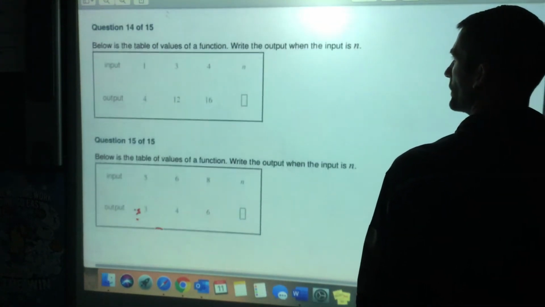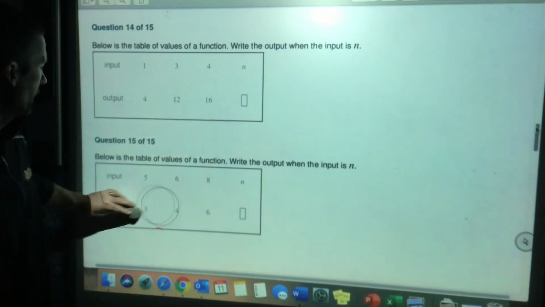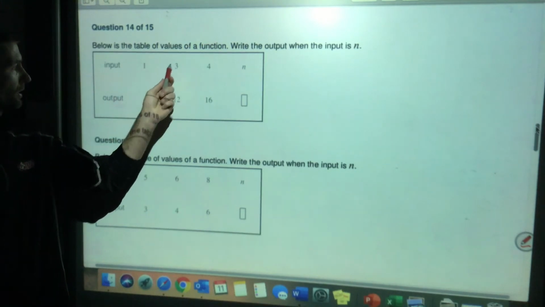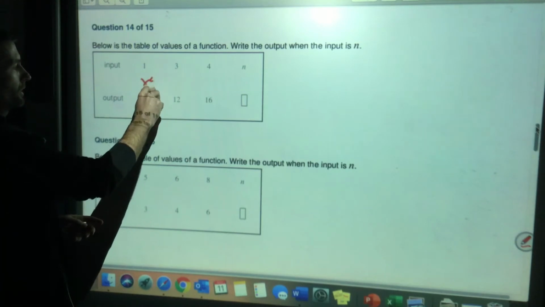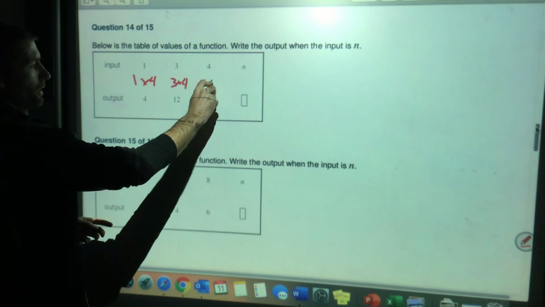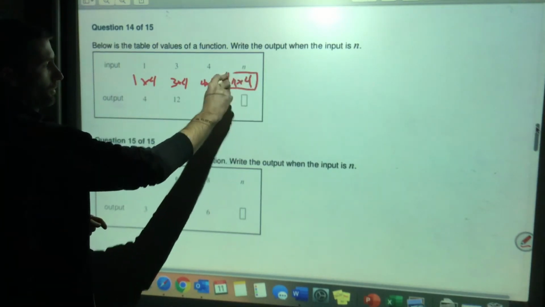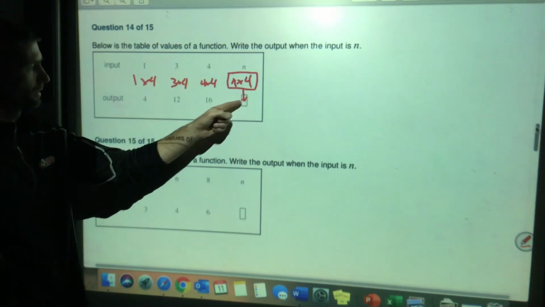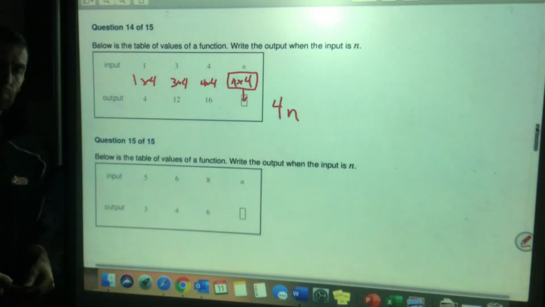We have a table of a function, where the input is n. We're putting in 1, getting out 4. Putting in 3, getting out 12. Putting in 4, getting out 16. So each time going down, we're doing times 4. 3 times 4, 4 times 4. So now we're doing n times 4. I can't simplify that further. So my answer is n times 4, better yet, 4n.